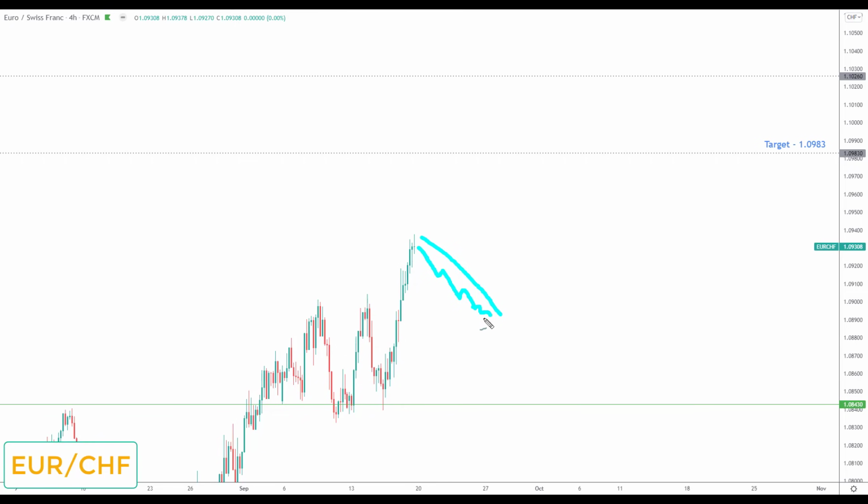Perhaps we correct into FOMC, then we break higher, and any bullish reversal in this market on FOMC will be viewed as an opportunity to start to look for bullish setups up towards the next key resistance, the upside, the target set, the 1.0983.